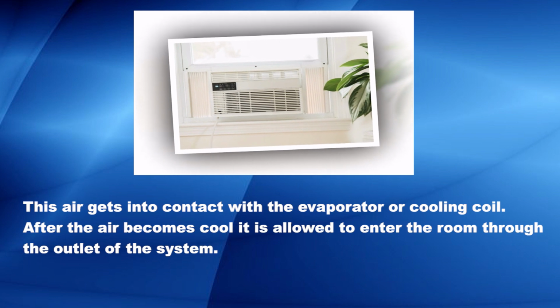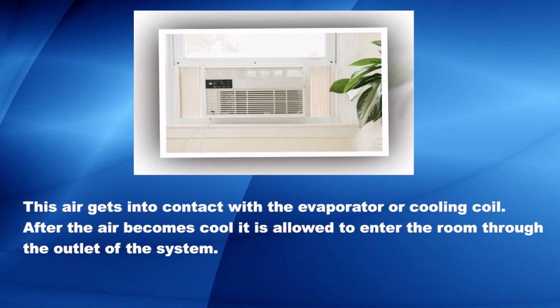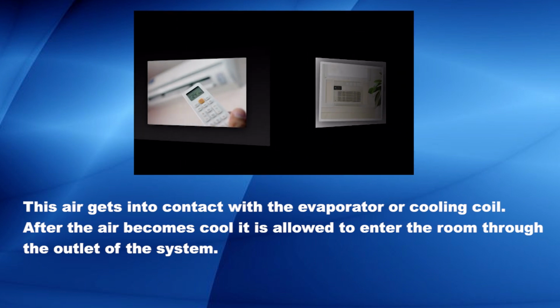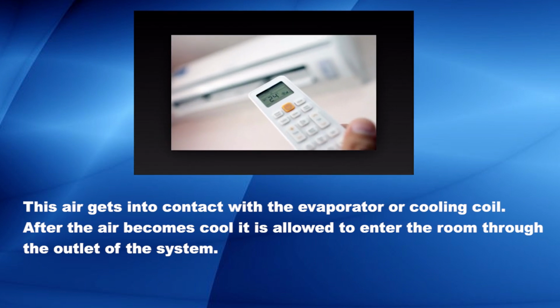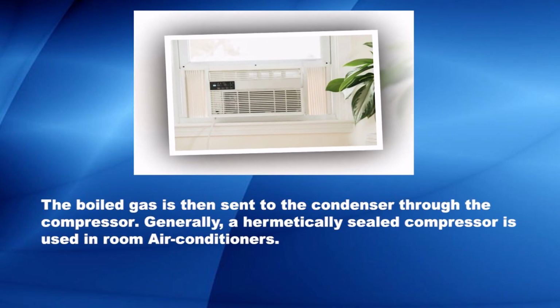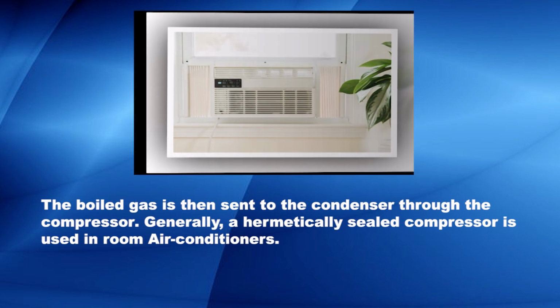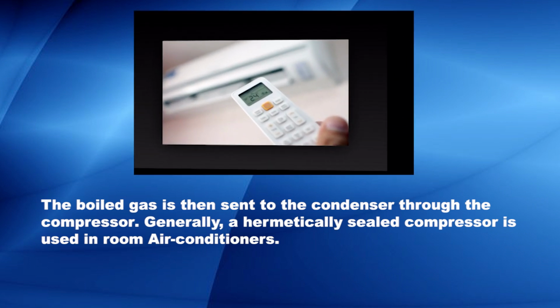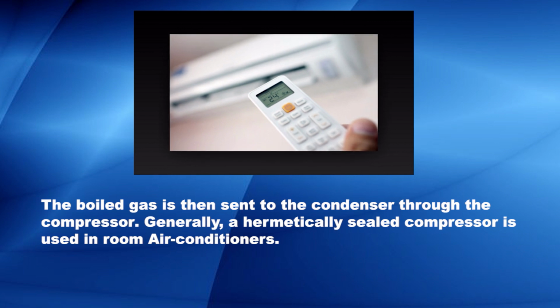In a window air conditioner, as the blower starts moving, there is suction of air from the room. This air gets into contact with the evaporator or cooling coil. After the air becomes cool, it is allowed to enter the room through the outlet of the system. Refrigerant heated in the evaporator reaches its saturation temperature and begins to boil. The boiled gas is then sent to the condenser through the compressor. Generally, a hermetically sealed compressor is used in room air conditioners.